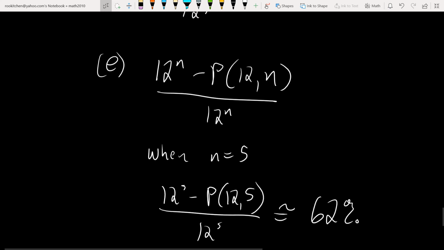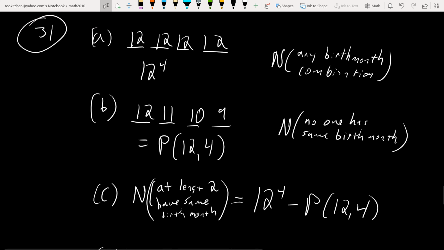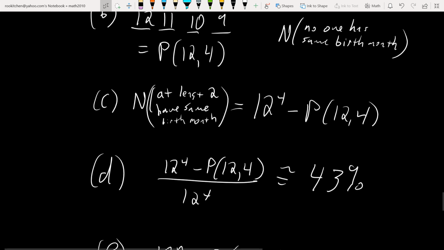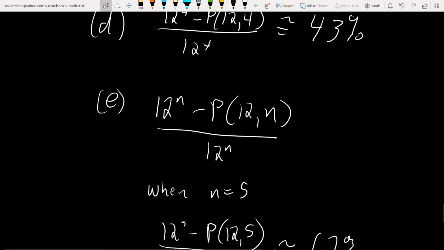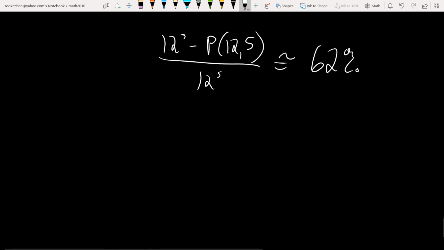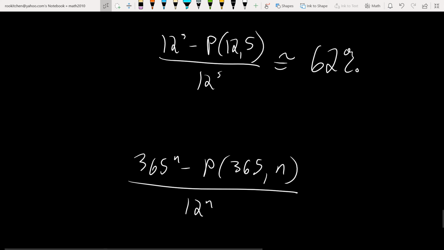Okay, for the birthday problem, then it's just a matter of replacing 12 with 365, right? And then you keep going through the process. At the end, it'll be something like 365 to the n minus 365 pick n, all over 365 to the n, and you just plug in values for n until you get over 50%. I think it's probably like 23. Okay, you need about 23 people.